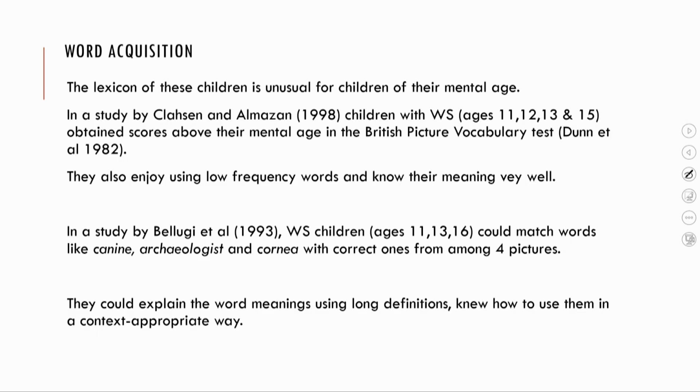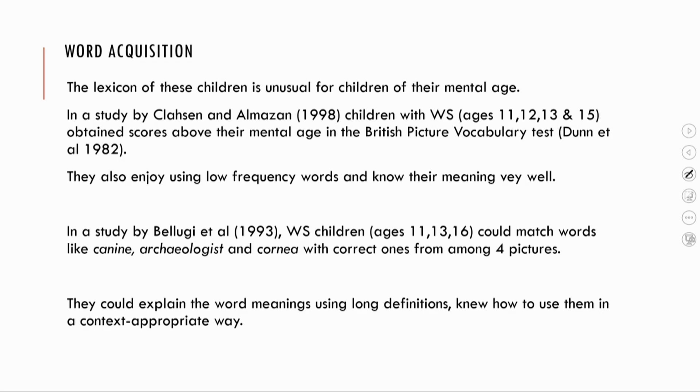In a study by Claassen, quite an important study, with children with Williams syndrome aged 11, 12, 13 and 15, they obtained scores above their mental age in one of the test batteries, the British Picture Vocabulary Test. They also enjoy using low frequency words and know their meaning very well. Not only do they have a higher vocabulary size, but they also enjoy using unusual words, often higher than their mental age matched peers.